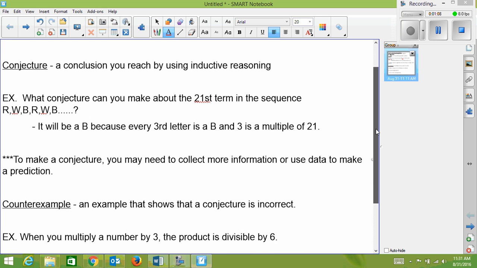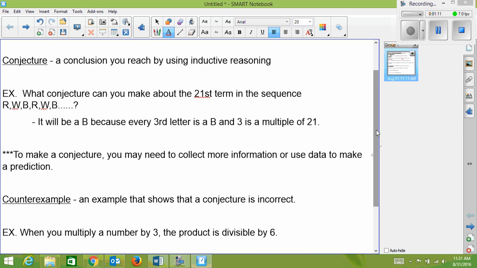A counterexample is an example that shows that a conjecture is incorrect. So if I make a conjecture, I make my prediction, and then I go test it, or somebody else tests it, and finds that it's not right, in any circumstance, they find one example of when it's not right. That's called a counterexample. For example, I have: when you multiply a number by 3, the product is divisible by 6. So if that's what I think, that's my conjecture. You're going to test it, and if you find one example that is incorrect, then I'm wrong. You have found a counterexample.